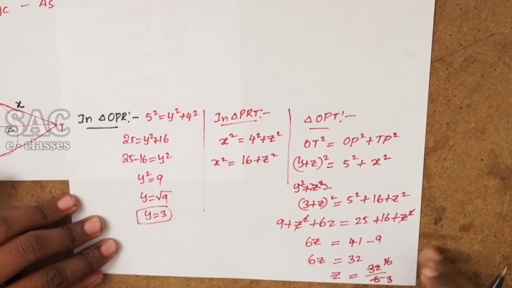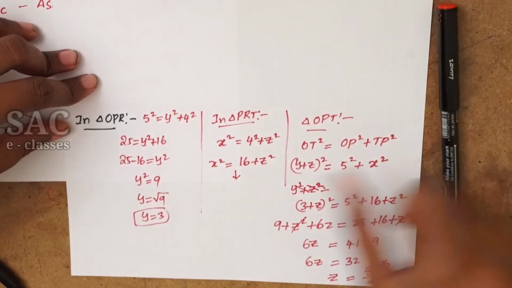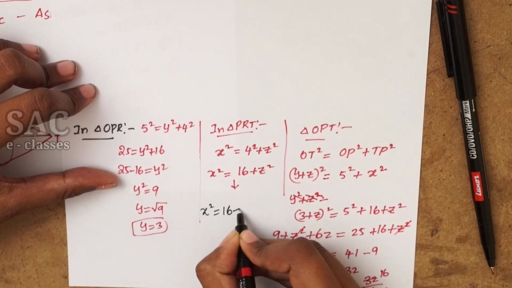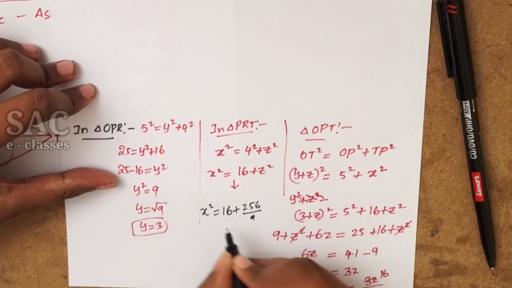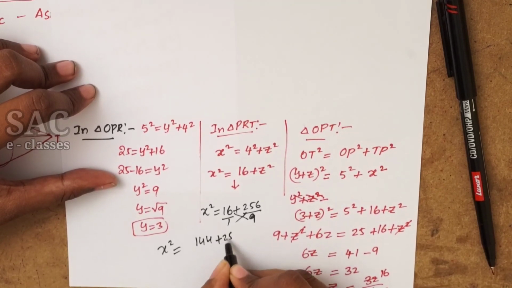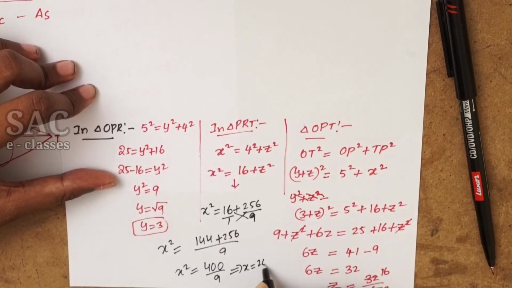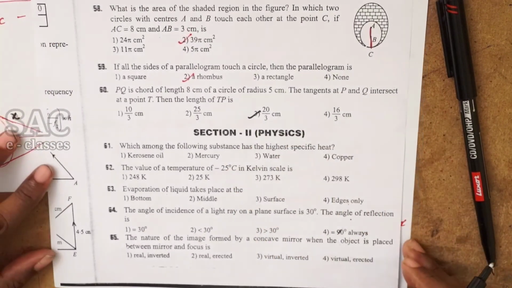But I need the value of x. So in this I am substituting. x square is equal to 16 plus z square, where the z value is 16 by 3, meaning z square is 256 by 9. Then x square equals, simplifying it, 9 into 16, 144 plus 256, by 9, where x square equals 400 by 9, where x is equal to 20 by 3. We got the answer: 20 by 3 centimeters.